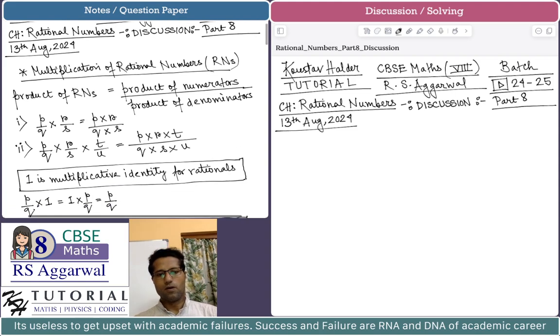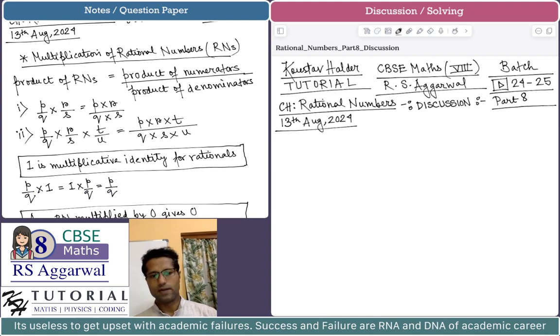Now in this context, please note that 1 is known as the multiplicative identity for rational numbers. Wherever you see R and S, it means rational numbers. Why is 1 the multiplicative identity? Because if you multiply 1 with any rational number, the result is the rational number itself. It is like the additive identity of rationals, which is 0. If you add 0 to any rational number, the result is the number itself. Similarly, if you multiply 1 with any rational number p by q, the result is p by q. So 1 is the multiplicative identity for rationals.